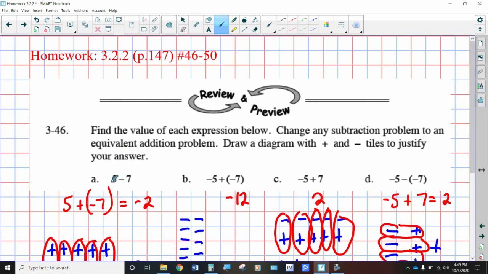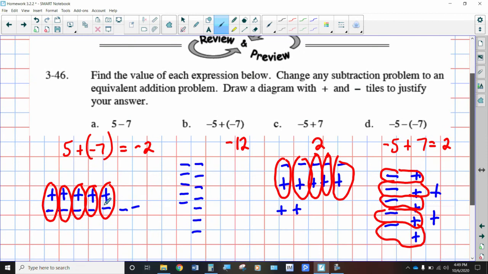All right, so 5 minus 7 would be the same as 5 plus a -7. And since you got 5 positives and 7 negatives, you've got more negatives than positives, which means you're going to be left with 2 negatives once you find the 0 pairs. So when you're adding 2 numbers with different signs, you'll do a subtraction and keep the sign of the bigger number.